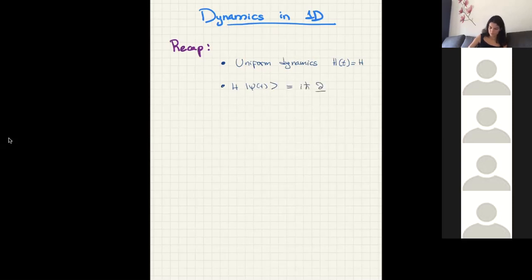iℏ d/dt of psi of t. And we saw that observables, so in the same situation, if observables do not depend explicitly on time, then we have that d/dt of the average, for example, of the observable is 1 over iℏ times the average of the commutator.